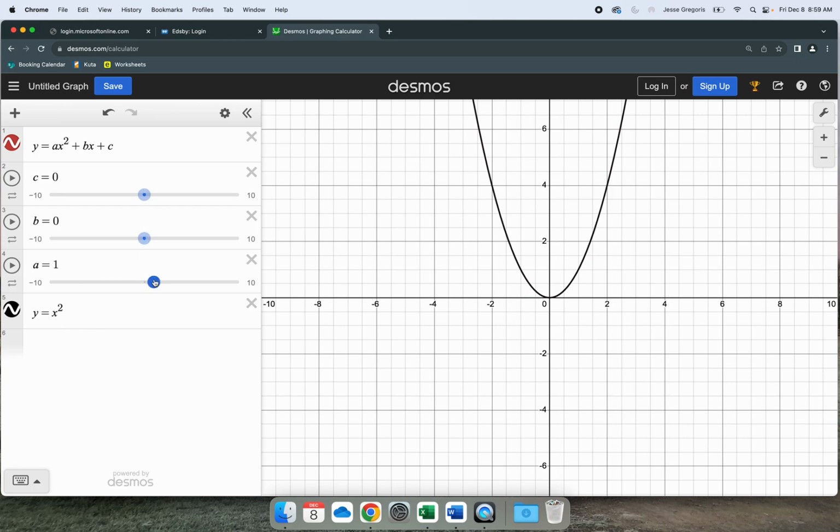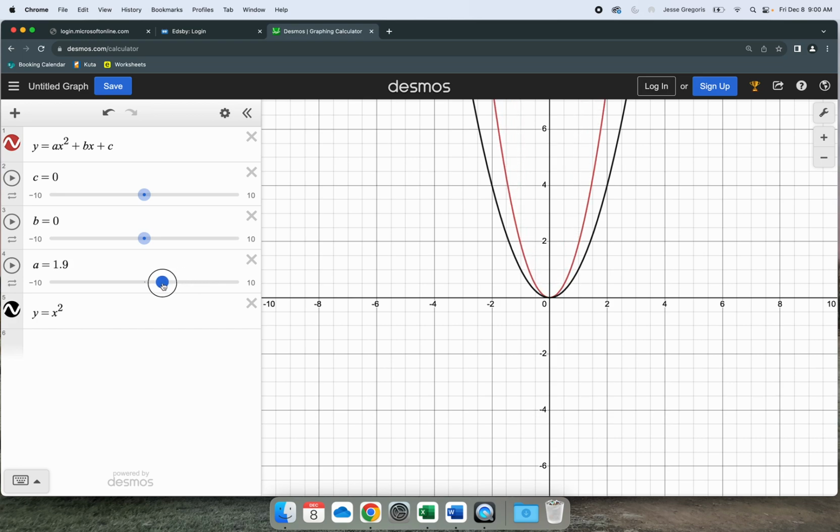So let's take a look at what happens as a increases. So as a increases, you're going to notice the red quadratic starts stretching out vertically. So when we have a quadratic that has a term like y equals 5x squared or y equals 6x squared, we tend to see it being skinnier and being pulled inside of our standard quadratic.